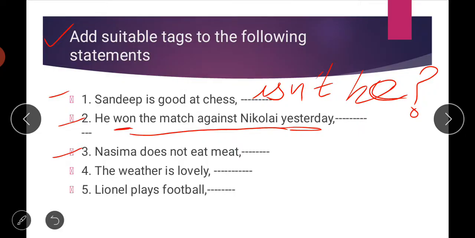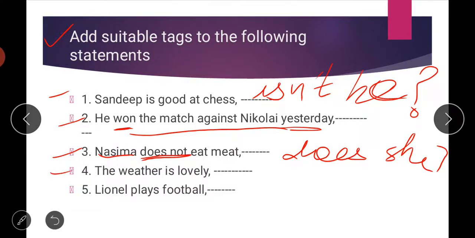Third is Nasima does not eat meat. So simply Nasima is given, and Nasima is the name of a girl, so Nasima does not eat meat. So your statement is already a negative statement. If you look carefully, this statement is a negative statement, not is used in the statement. So we will form the positive tag for the statement. Nasima does not eat meat, does she? So your tag will be does she, and a question mark.